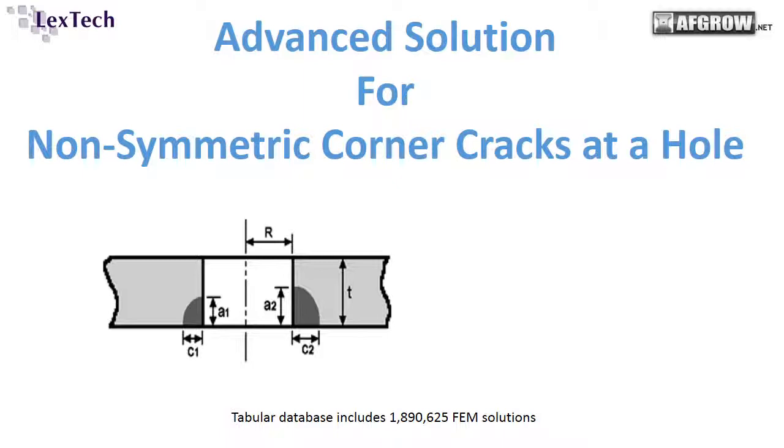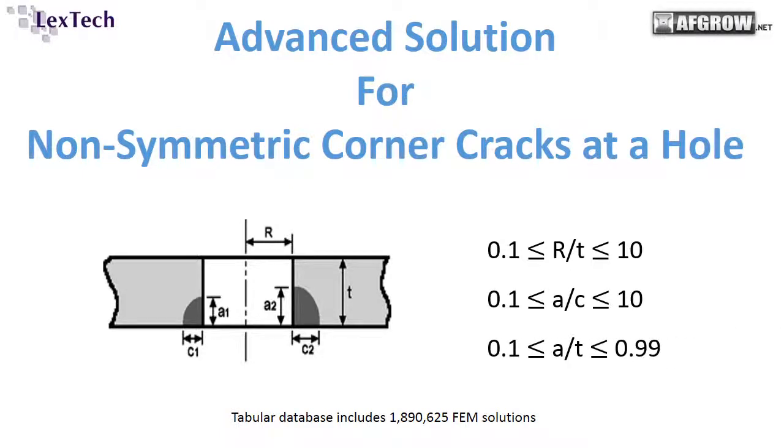Now, the advanced solution for non-symmetrical corner cracks was developed for a number of parameters. As you can see here, R over T going from 0.1 to 10, A over C from 0.1 to 10, and A over T from 0.1 to 0.99. Now the problem with this was that 0.1 wasn't small enough to get some of the smaller 005 flaws, for example, that many users would like. So we had to come up with another way to do this.